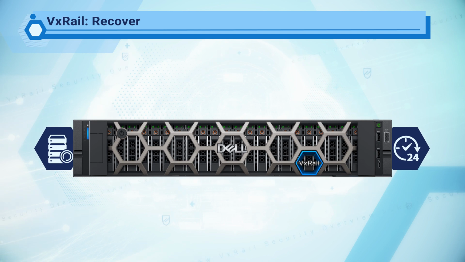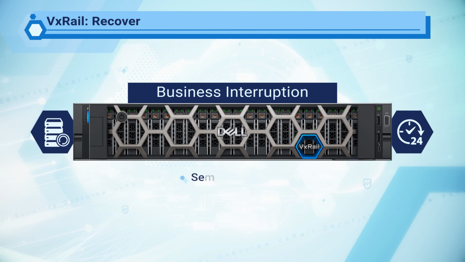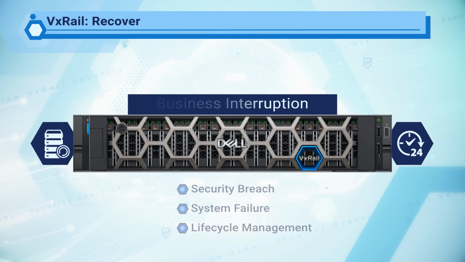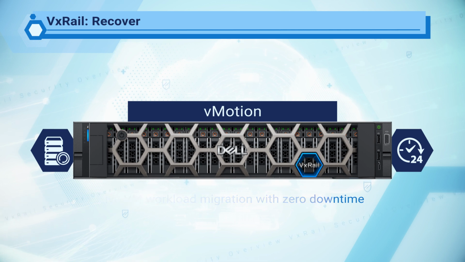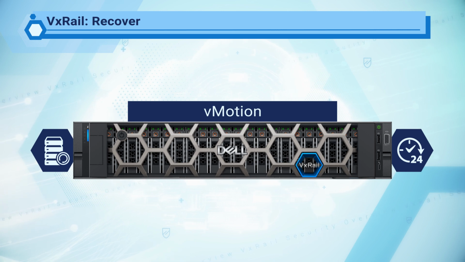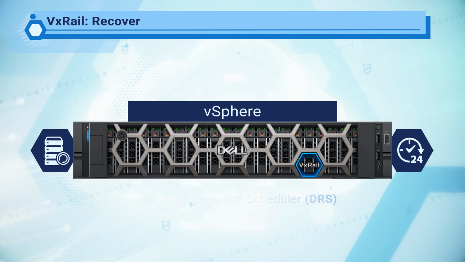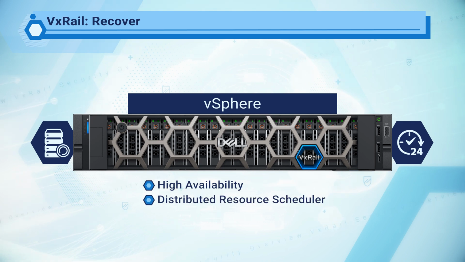An essential advantage of VxRail is ensuring business continuity. In the event of a business interruption due to a security breach, system failure, or lifecycle management, the vCenter server vMotion enables live VM workload migration with zero downtime. The vCenter server can continuously balance and optimize VM compute resource allocation across nodes in the cluster with vSphere Distributed Resource Scheduler, or DRS.